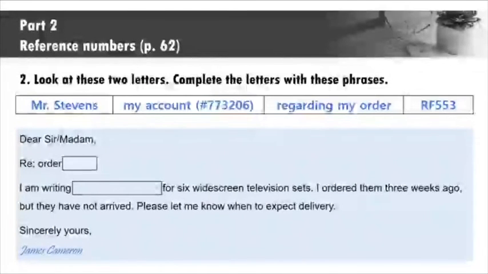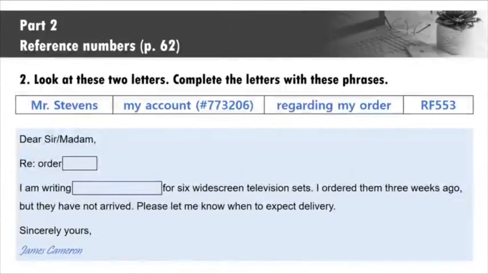Let's read the letter first. Dear Sir or Madam, re-order blank. I am writing blank for 6 widescreen television sets. I ordered them 3 weeks ago, but they have not arrived. Please let me know when to expect delivery. Sincerely yours, James Cameron.